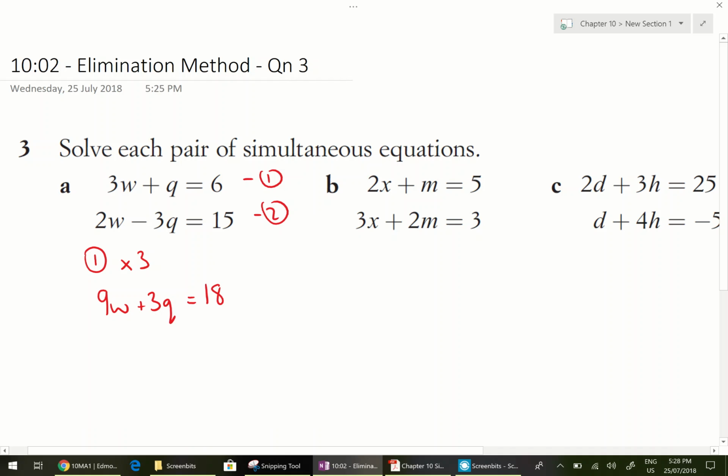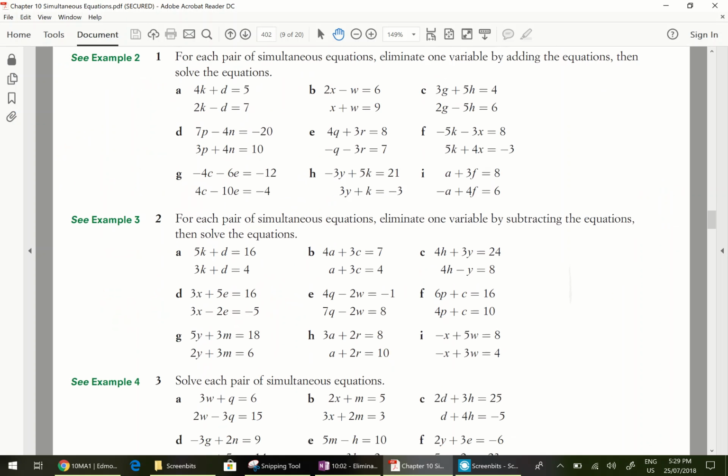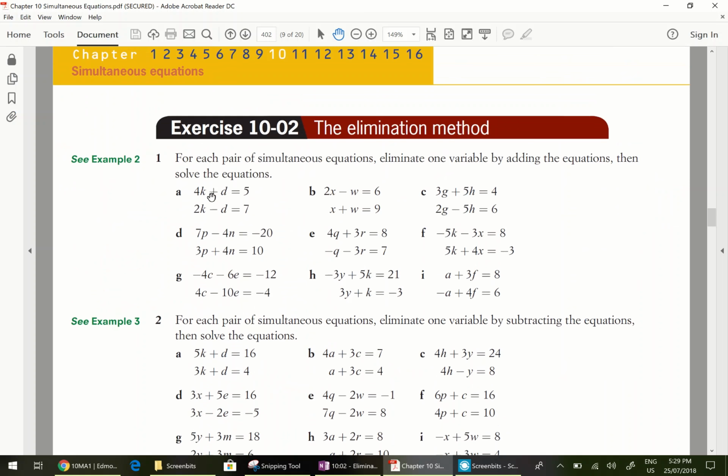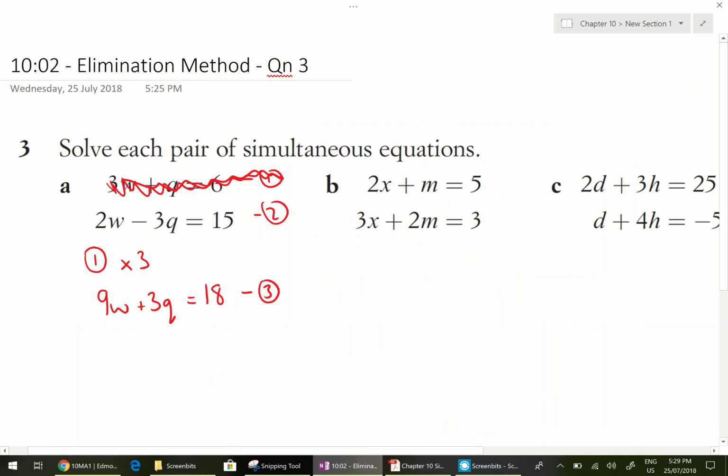Now, we call this equation 3, and if we look at equations 2 and 3, I don't need equation 1 for this point. I'm not going to use it again. But if I look at equations 2 and 3, I notice that I have 3q and I have 3q. One's negative and one's positive. When we went back to the textbook, when there was one negative and one positive, like question 1a, we added the equations. So we're going to add equation 2 and our new equation that we made.